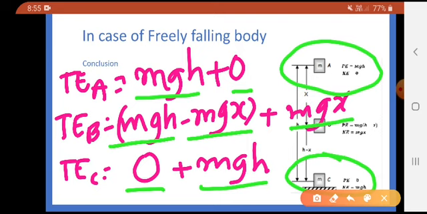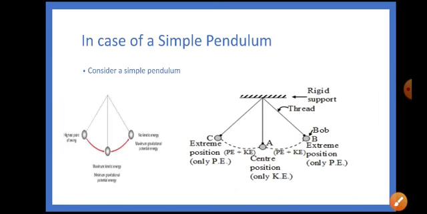It has maximum value, maximum velocity while it is reaching the ground. When it is at the upper stage, the maximum height will be there, right? From these three equations we conclude that in a freely falling body the conservation of energy is proved. Next, we have another case, the simple pendulum.